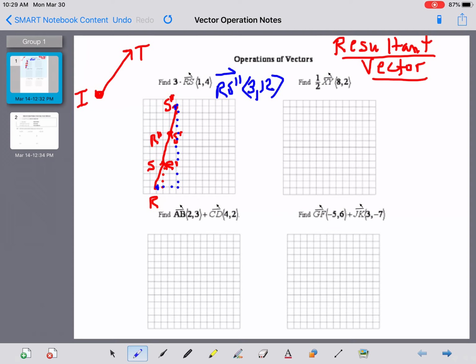It says 1/2 of vector xy, which is 8, 2. So let's start with our original, which is 8, 2. Again, just find a point to start with. That'll be my x. 8, 2 says go to the right 8, 2, 3, 4, 5, 6, 7, 8, and up 2. So this is my initial, or my original. My initial point is x. My terminal point is y.